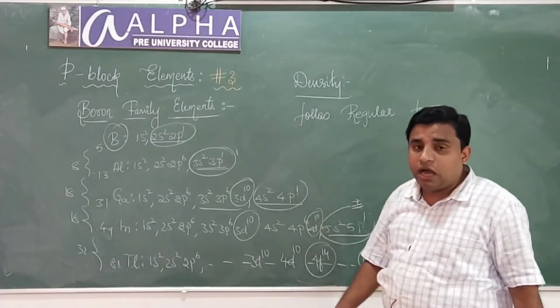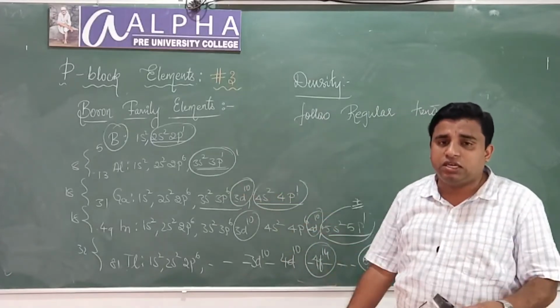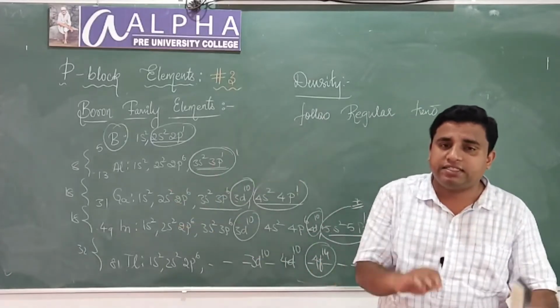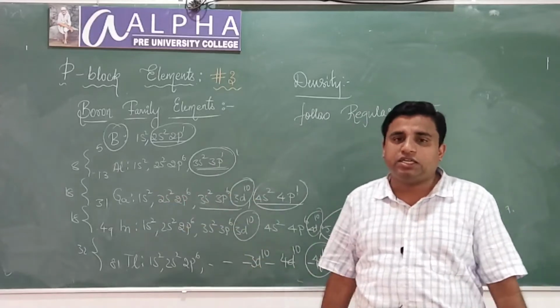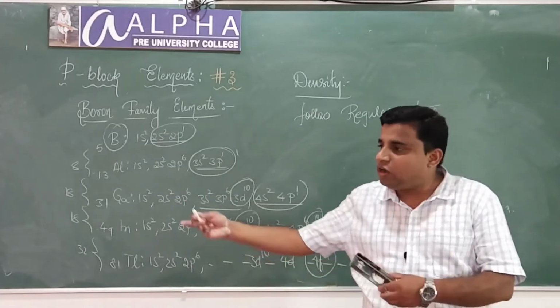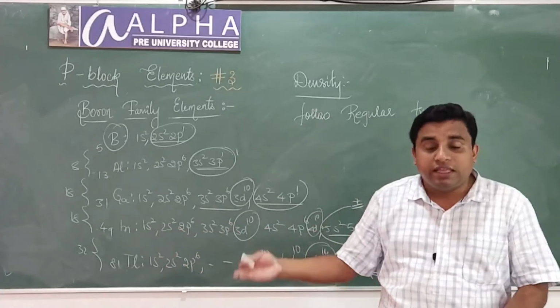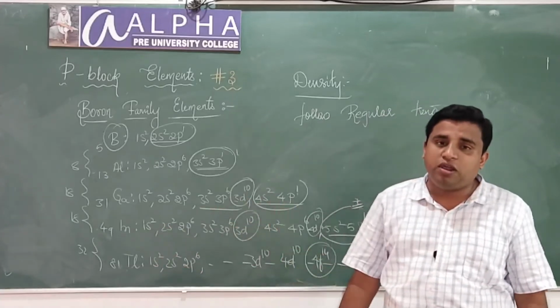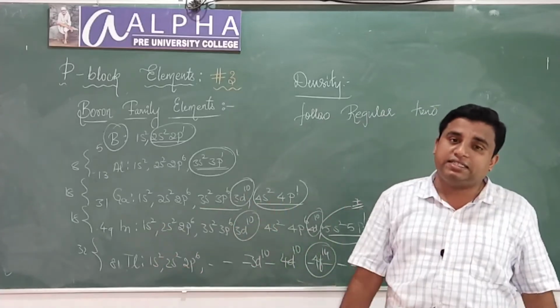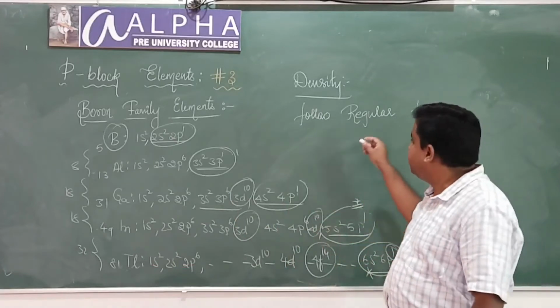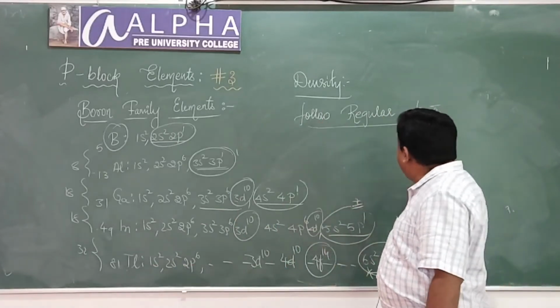Very lucky. Otherwise, in all other cases, if you take atomic radius, there are exceptions. If you take ionization enthalpy, there is an exception. If you take oxidation state, there is an exception. There is an exception even in melting point and boiling point. But luckily, as I said, there is no exception in density. It follows a regular trend.